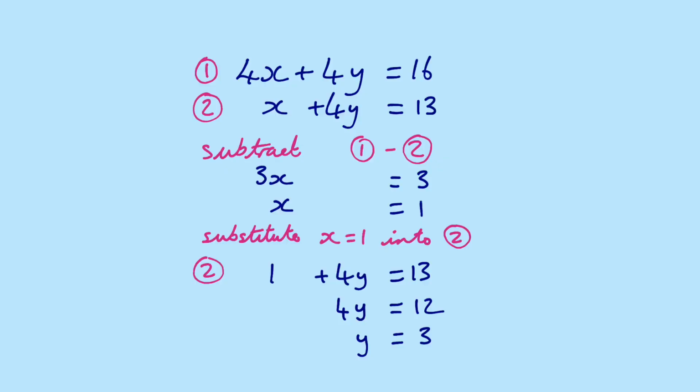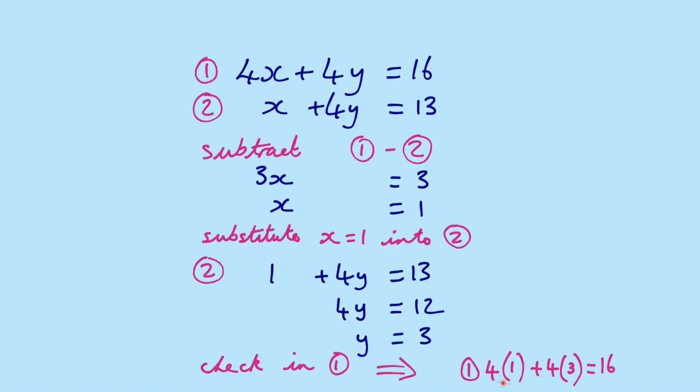Now at the end of the simultaneous equation question, once you find your x and y value, a very important step is to check that these two values work in the other equation. So we've used equation number 2 to find my y value. So we will check that both these values of x and y work in the other equation, which is number 1. So when we check in equation 1, we will replace the x value with 1 and the y value with 3.